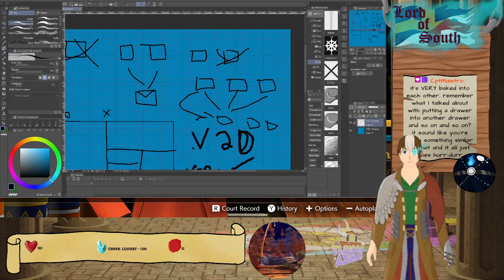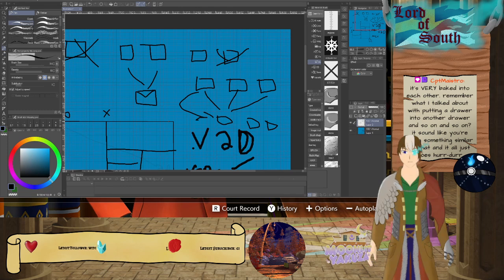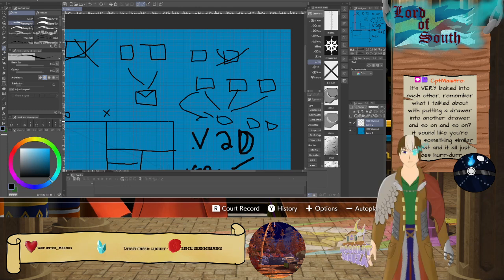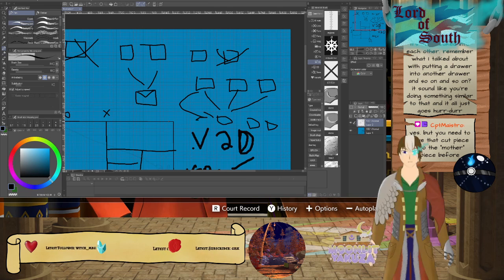Because what I'm doing is I have a list of rooms. Each room has an upper left corner and a lower right corner. And when I cut something, I remove that instance of the room, but you need to save that cut piece into the mother piece before.